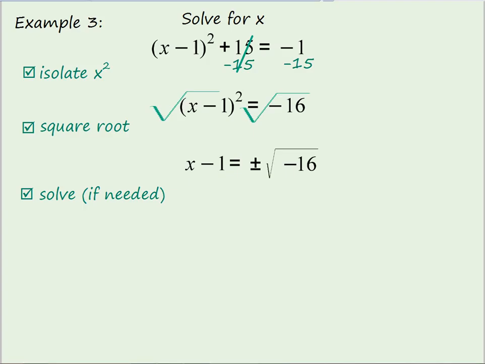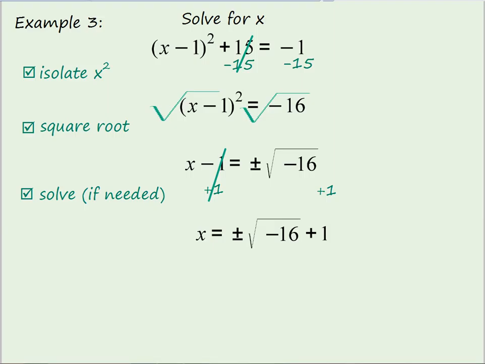So in order to solve this, again, there's two schools of thought here. In order to get x by itself, of course I'm going to have to add 1 to both sides to get x by itself. So I'm going to get x equals the positive and the negative square root of negative 16, plus 1. Notice how the plus 1 is not underneath the radical, so I'm not taking the square root of that plus 1.